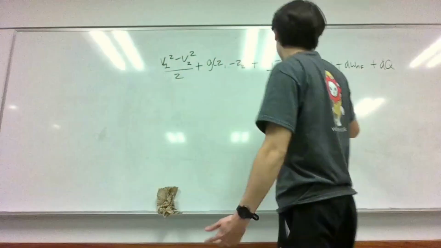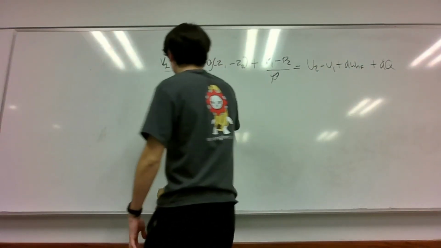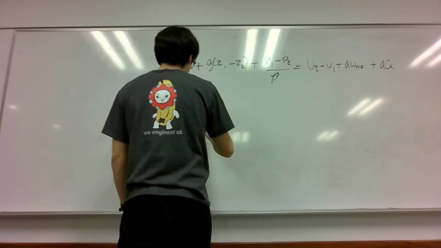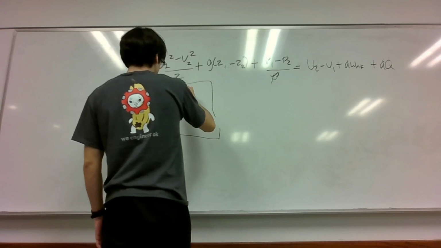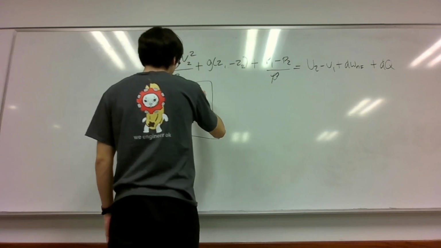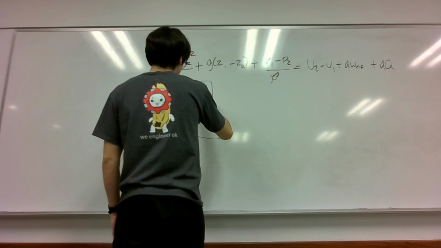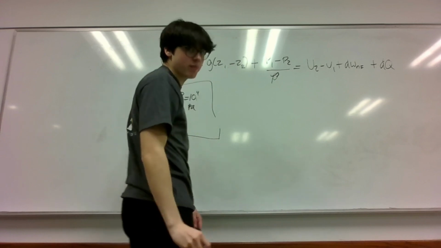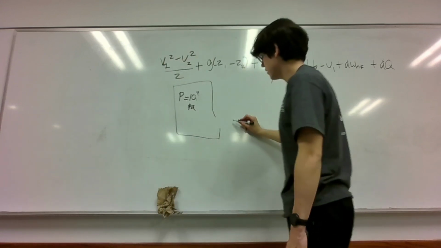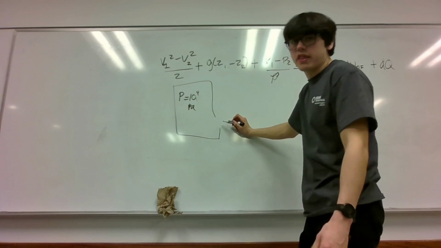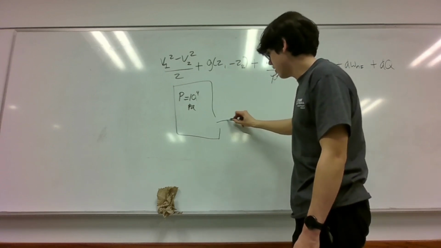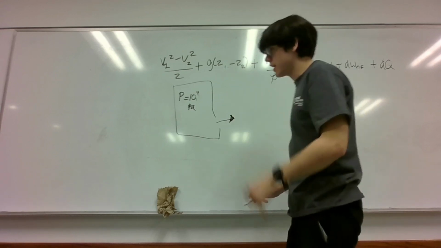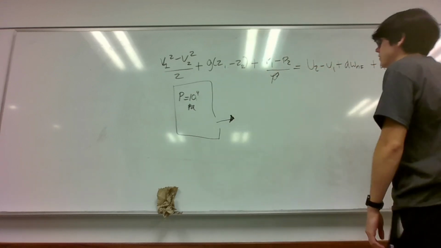Let's say we have a tank of air, and we have a pressure of 10 to the 4th pascals inside of the container. And we want to figure out the velocity at which the air flows out of the system. And we can do that, again, using Bernoulli's equation that we just derived.